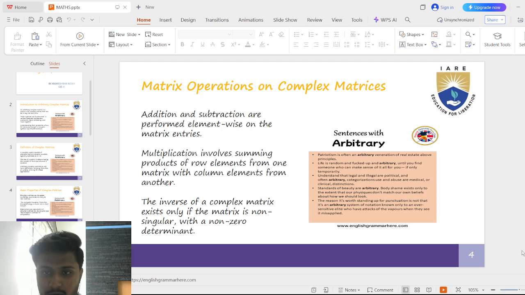Matrix operations on complex matrices. Matrix addition and subtraction are done by adding or subtracting matching elements in each position. Matrix multiplication combines rows from the first matrix with columns from the second, multiplying and then adding the results. A complex matrix has an inverse only if it is non-singular, meaning its determinant is not zero.